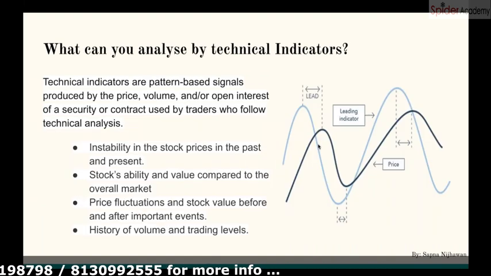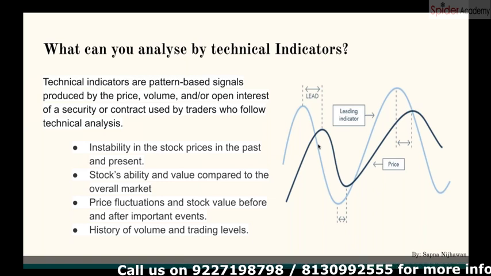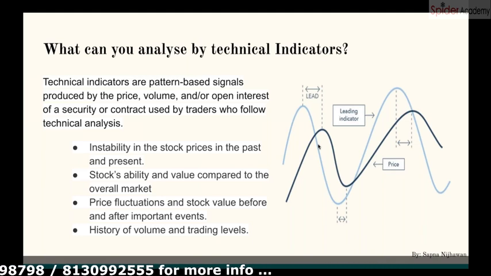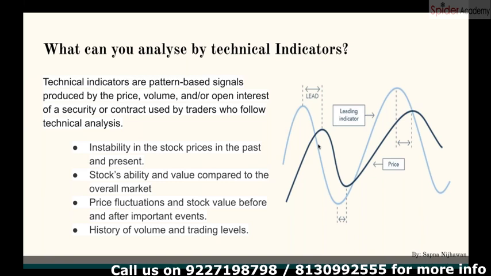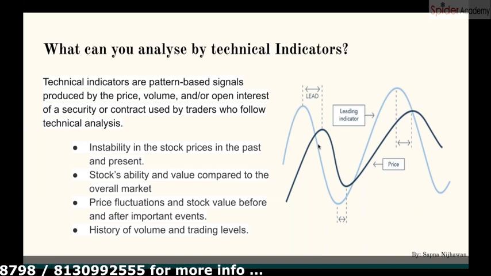What can you analyze with technical indicators? Technical indicators are pattern-based signals produced by the price, volume, and or open interest of a security or contract, used by traders who follow technical analysis. You can analyze instability in the stock prices in the past and present, the stock's ability and value compared to the overall market, price fluctuation, stock value before and after important events, history of volume, and trading levels.